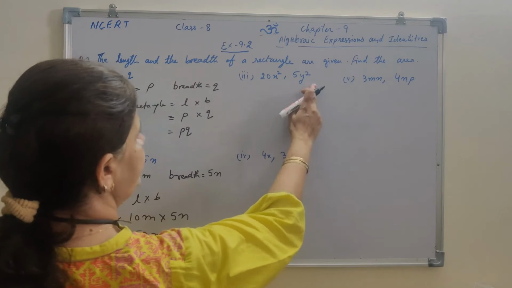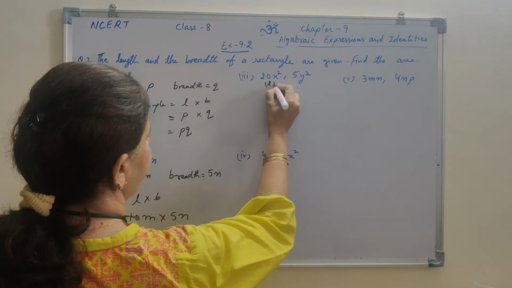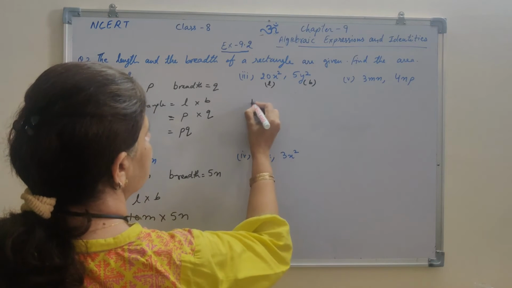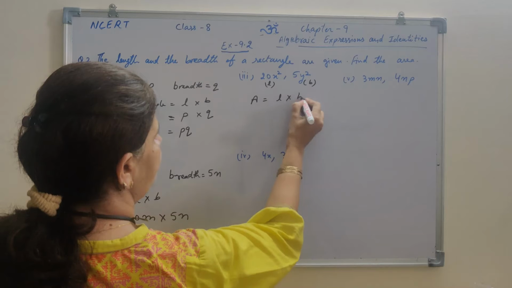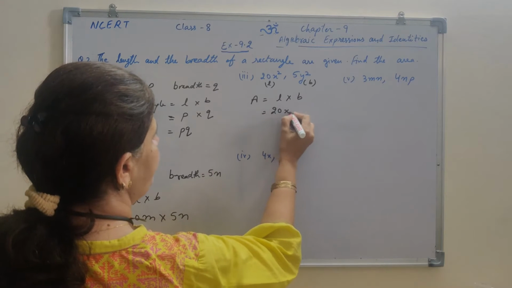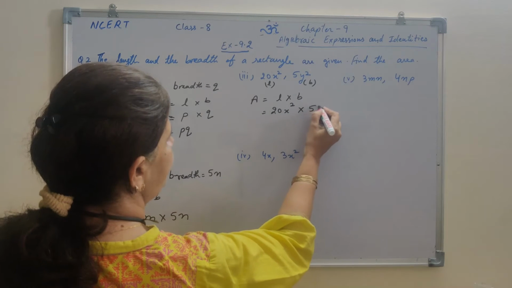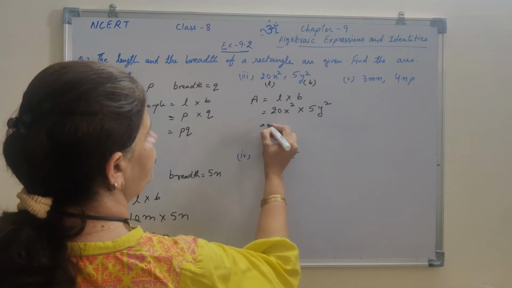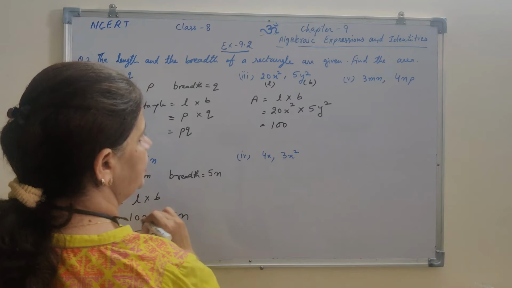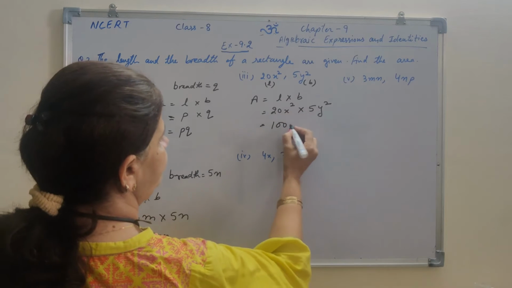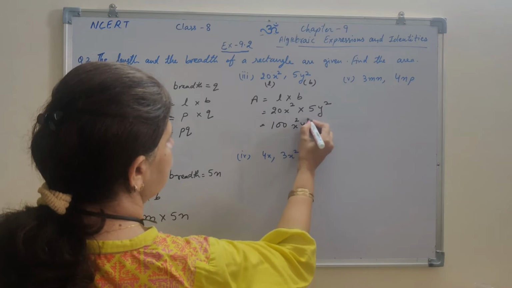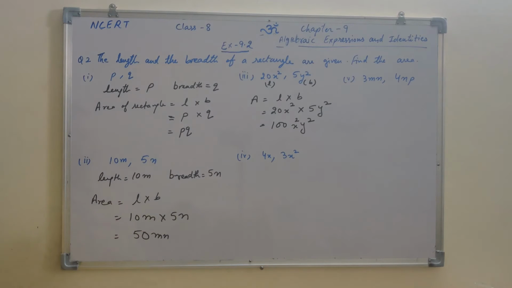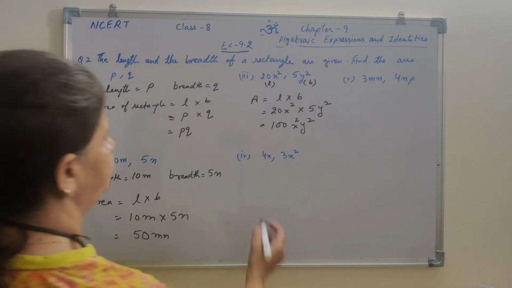Here this is length and this is breadth. You can write down this is our length and this is our breadth. So the area is L multiply B, that means 20x square multiply 5y square. 20 into 5 we multiply, that means it is 100, and x square and y square will come along with this. So the answer is 100x square y square.